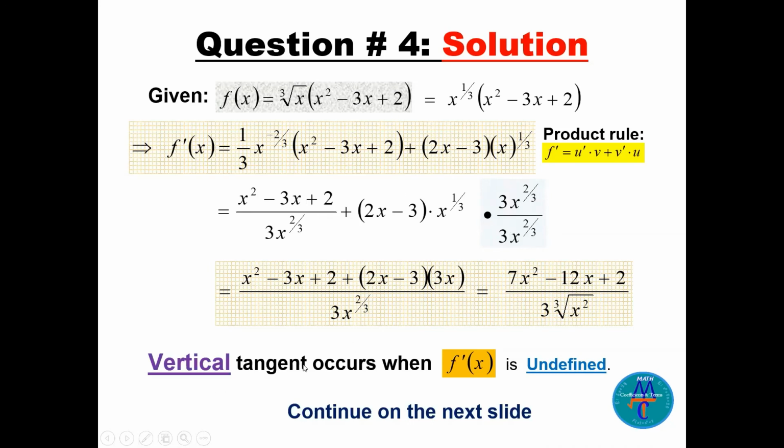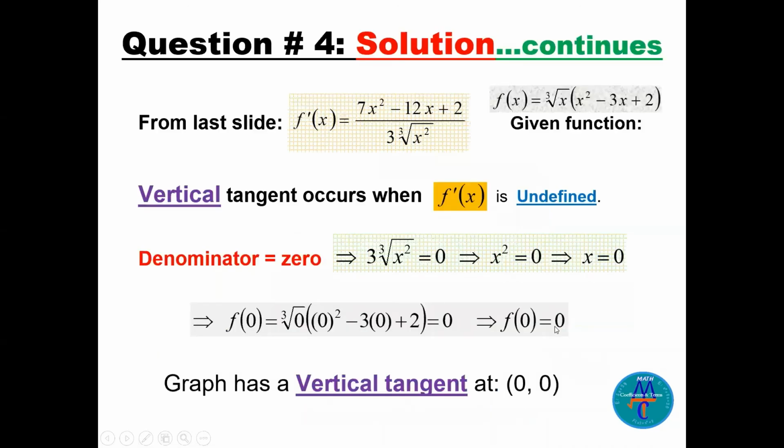Now we need vertical tangent occurs when f prime is undefined. So we take all this, the denominator, and put it equal to 0. So the denominator is equal to 0. This is f prime from the last slide, and this one, the function f. So here we can divide by 3. It will be 0 on the right side. Cube root of both sides, x squared is equal to 0. So x will be 0 only.